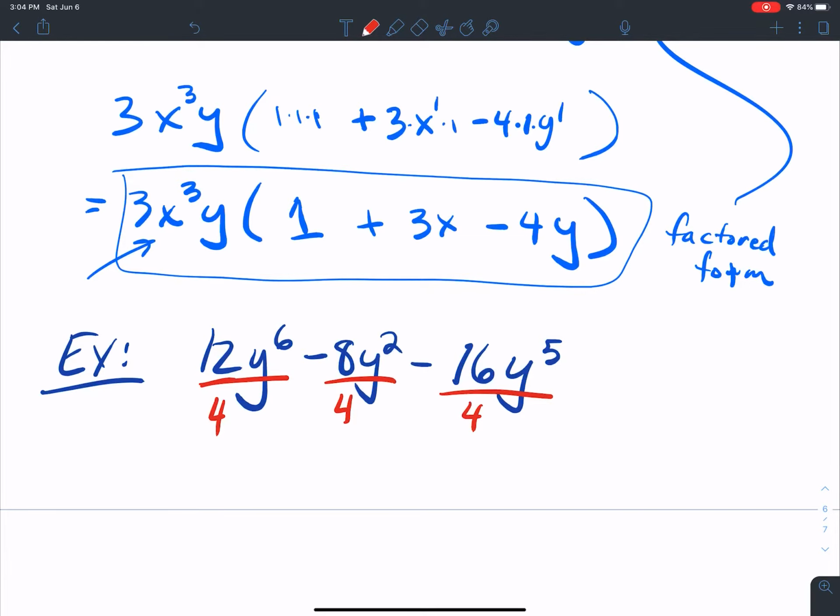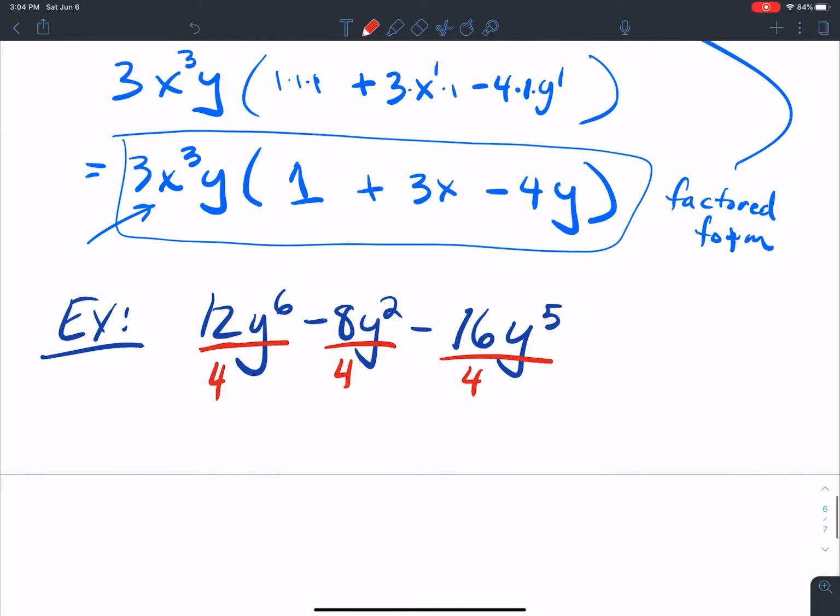Okay, so I'm going to take out a 4, all right? Now, what about y's? I've got 6, 2, and 5. What's the most I can take out of each? I can take 2 y's out of each of those. So y squared comes out of all those. So my GCF here is 4y squared.